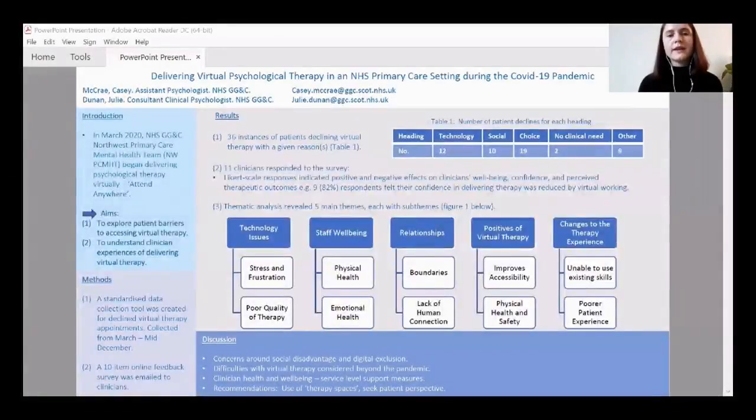Hi everyone, my name is Casey. I was working as an assistant psychologist for Greater Glasgow and Clyde's North West Primary Care Mental Health Team. I conducted an audit for the service titled Delivering Virtual Psychological Therapy in an NHS primary care setting during the COVID-19 pandemic.